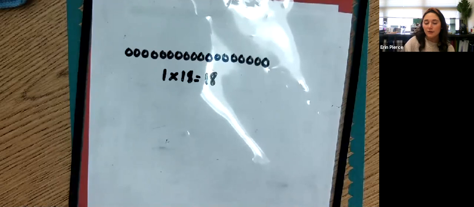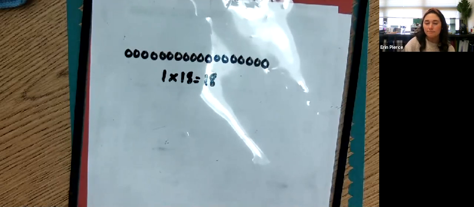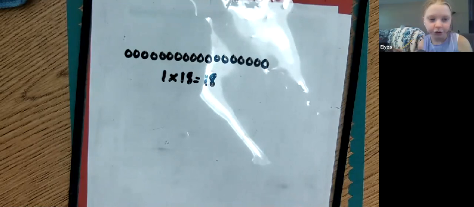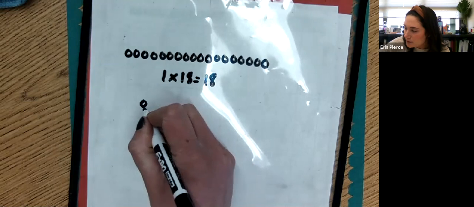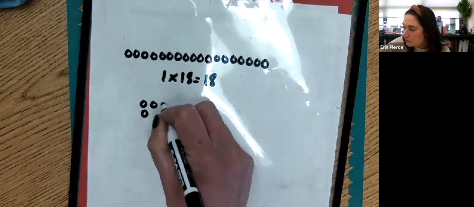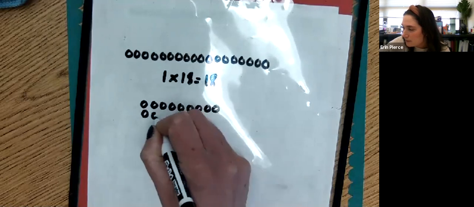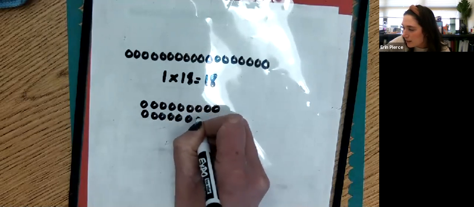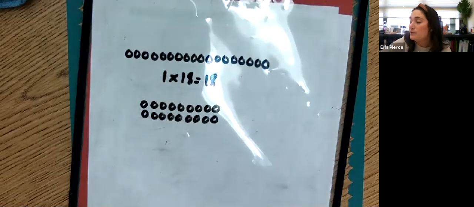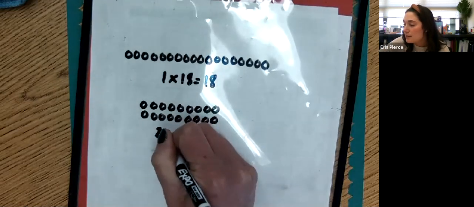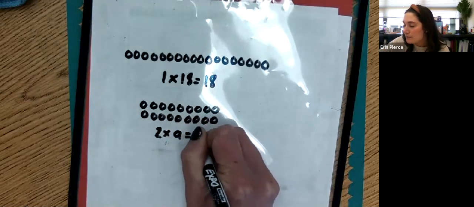What is another array I could draw? Eliza. 2 times 9. 2 by 9. 2 times 9. 1, 2. 1, 2, 3, 4, 5, 6, 7, 8, 9. And I'm going to have my array. And that is 2 times 9 equals 18.